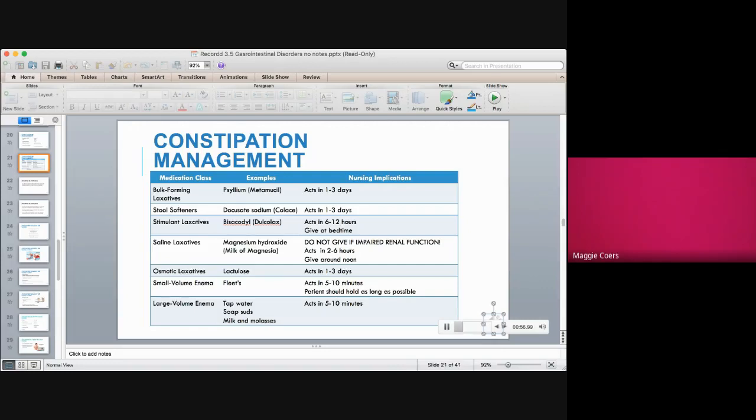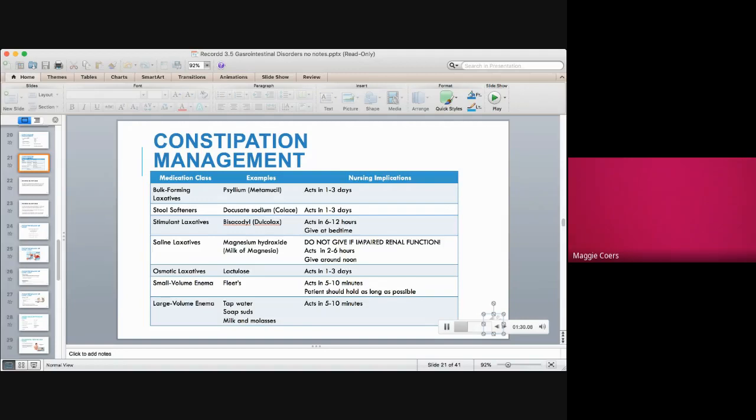Stimulant laxatives can be given next, okay, that work overnight. We have the patient take the medication at night before they go to bed, and then usually in the morning after breakfast, it has worked. Okay, so that's a stimulant laxative. Saline laxatives work also, kind of the same way, but they're a little bit more gentle. And saline laxatives, you'll notice that we do not give with impaired renal function.